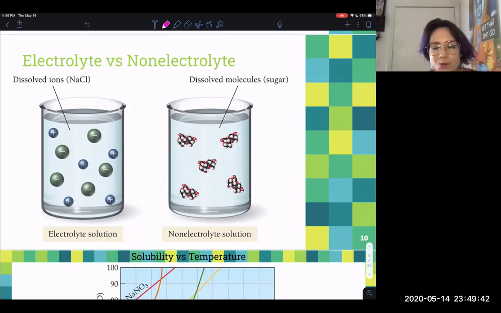So we talked about electrolytes before. Y'all know all about electrolytes. Here's some more with the pictures of electrolytes. If you dissociate into ions, you're an electrolyte. If you dissolve into molecules, you're not an electrolyte.